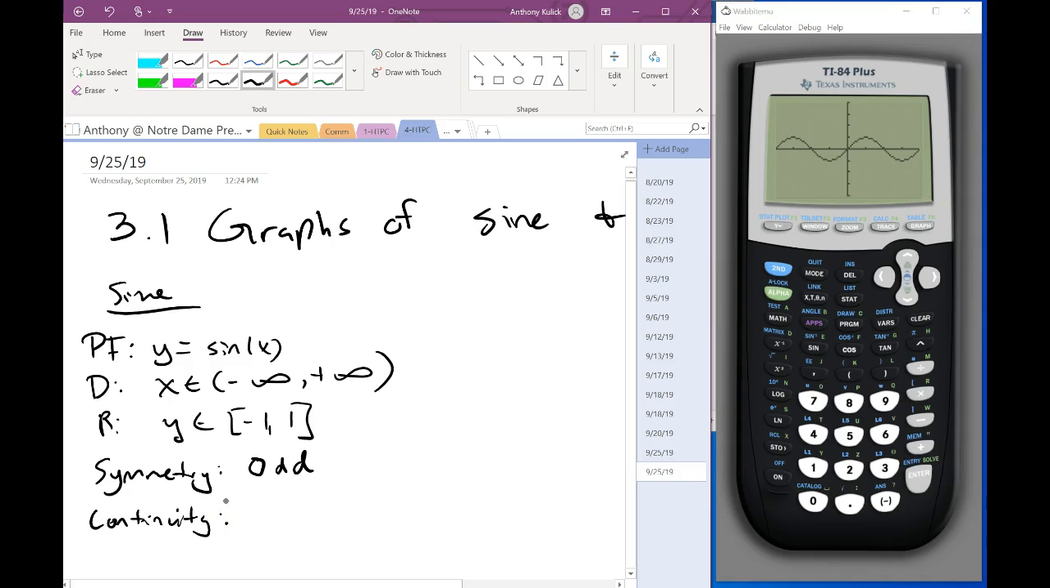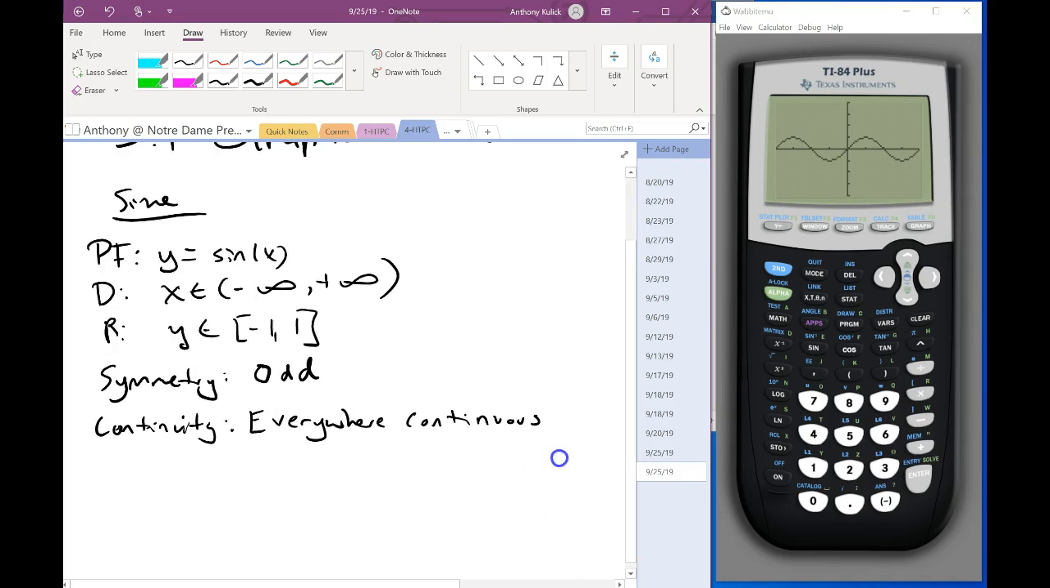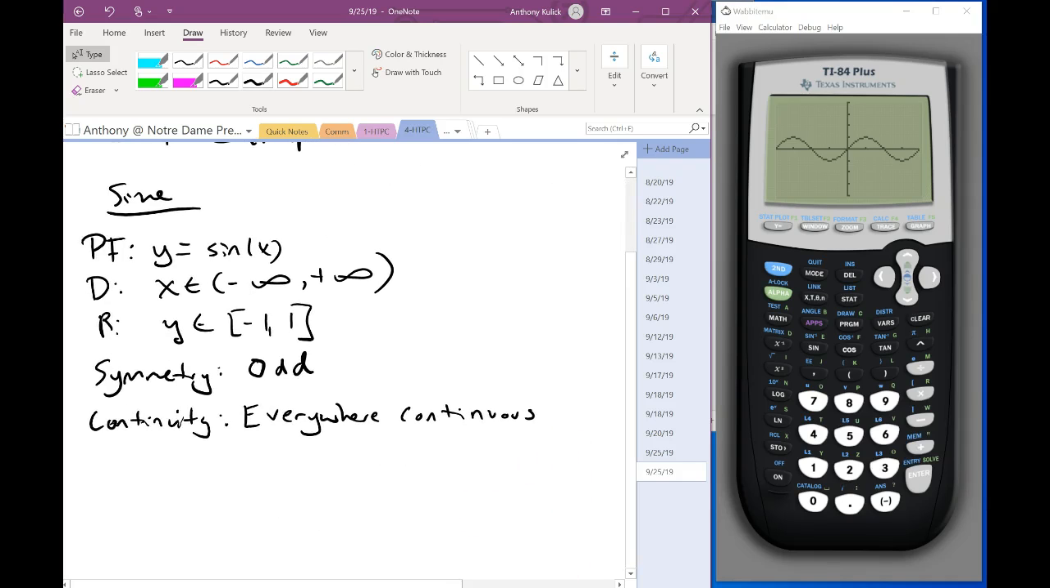All right, let's talk about the continuity. That was something we talked about in the first chapter. If my domain is all real numbers, what does that tell me about the continuity? Nothing necessarily, but in this case, are there any jumps or gaps or asymptotes on this graph that we can see? No. So that tells me this is everywhere continuous. Just keep in mind that you can have a function whose domain is all real numbers, but it's not everywhere continuous.